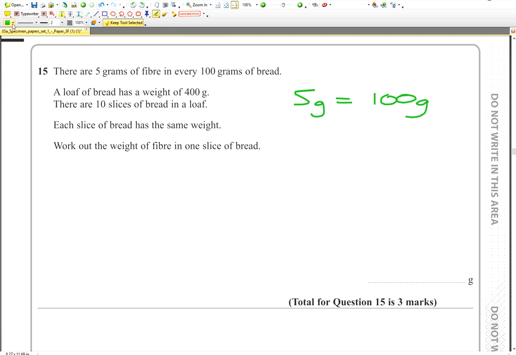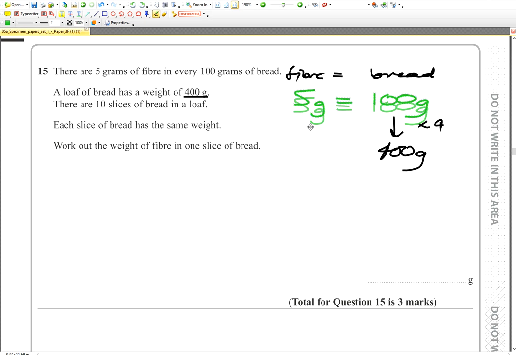Okay, so this is the fiber. Fiber is good for you. You got 2? Okay, what's the weight of the bread? 400 grams. So how did the bread become 400 grams from 100? Times by 4. What we do on the right hand side, we must replicate on the left hand side.